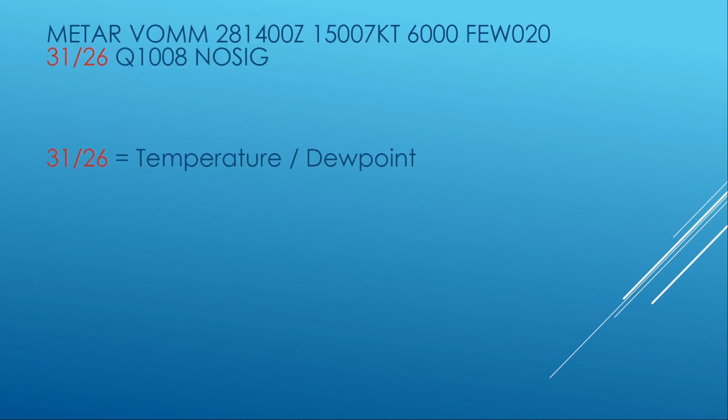Next, we have the temperature and the dew point at the airfield. Both the temperature and dew point are given in degrees Celsius. In this example, we have got 31 degrees Celsius at Chennai and a dew point of 26 degrees Celsius. So dew point is nothing but the atmospheric temperature below which water droplets will begin to condense, and it also gives us the amount of moisture content present in the air. So higher the dew point, higher is the moisture content present in the air.